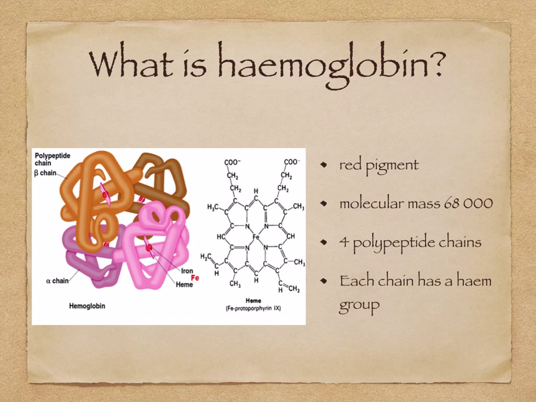So here you can see a molecule of hemoglobin. Notice the 2 alpha and the 2 beta chains, and the heme group in the middle of each chain. So it can transport both oxygen and carbon dioxide.